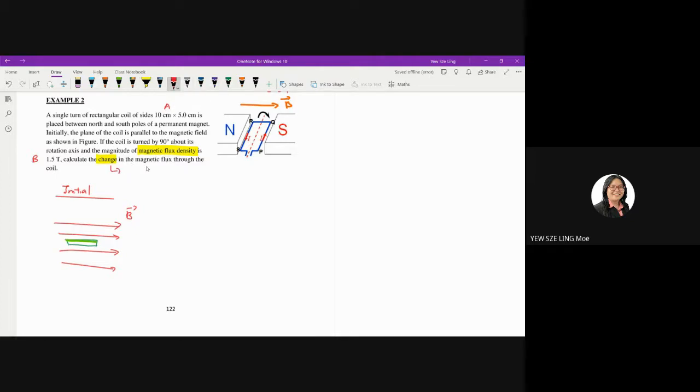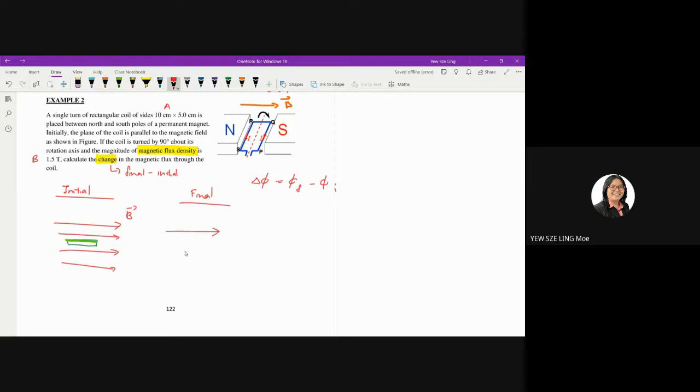Change means you are going to find the final value and then minus the initial value. The question is asking for the change in magnetic flux. Therefore, delta phi equals phi final minus phi initial. That is the equation that we're going to use. Now if you look at the question, the initial state is given: the plane is parallel. And then the final state, let's see what happened.